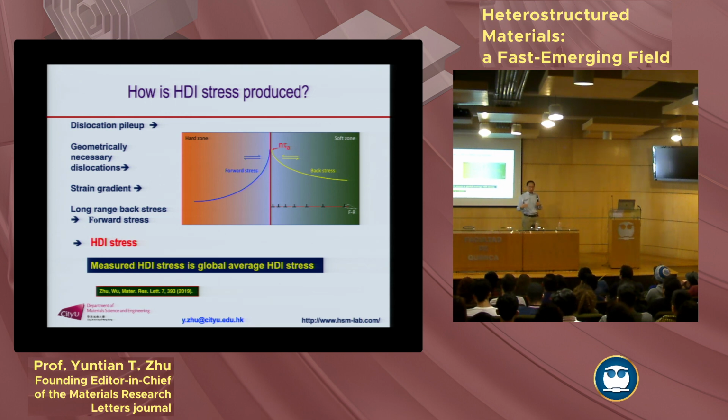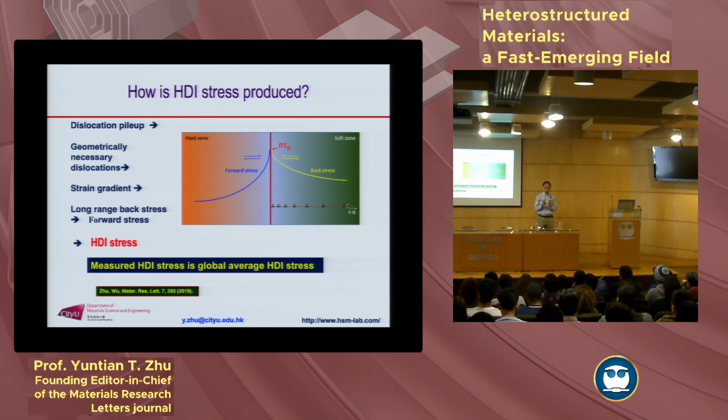If they cancel each other, that's not interesting, because when you do mechanical testing, you cannot see any difference. They cancel each other internally. However, if you look at how this back stress decays, because of the dislocation distribution, it decays slowly. Here the forward stress is a point stress, or it decays fast. Apparently, away from the interface, they cannot cancel each other.